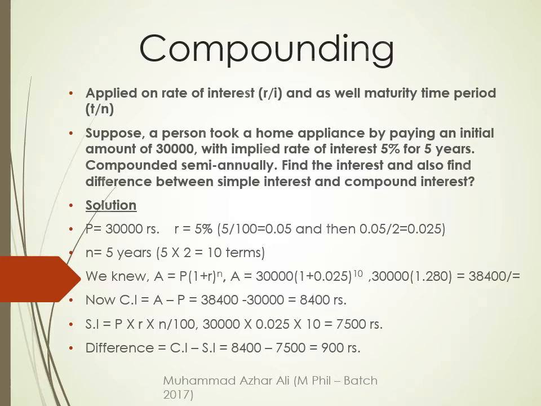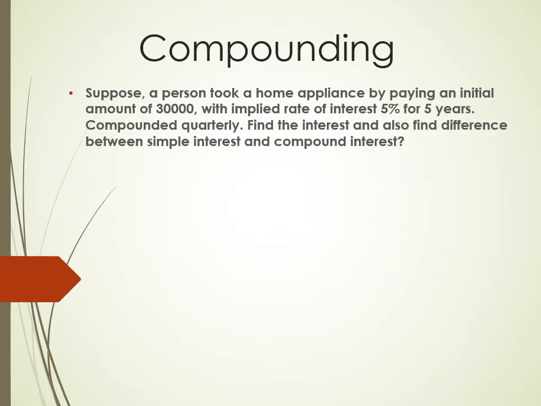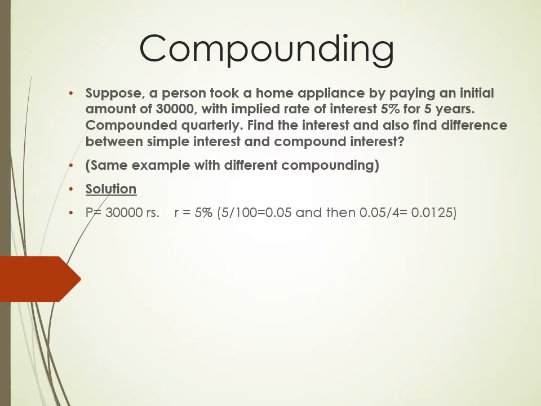In any case. So now take another example in which the data is all the same, but the compounding is now quarterly. So the rate of interest will be charged 4 times in a year, and the number of term periods will be multiplied by 4, so it will make 20.